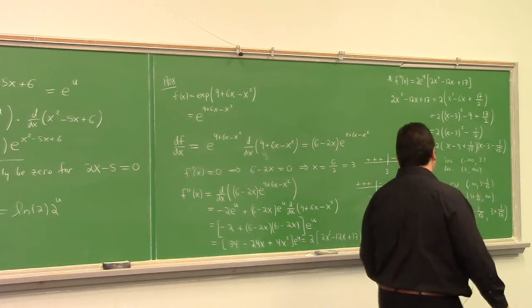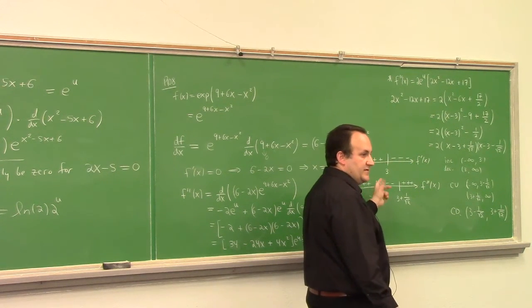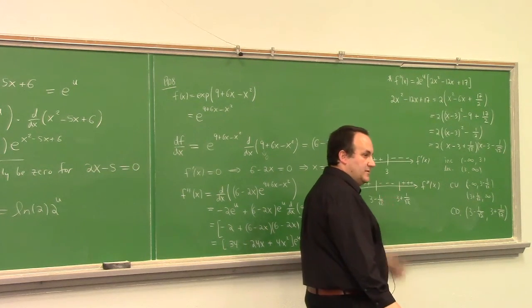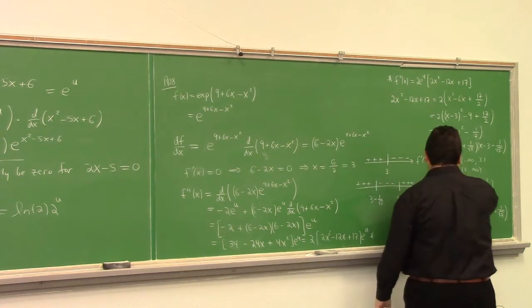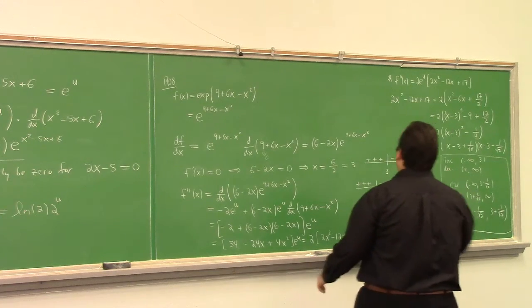There's an inflection point at 3 plus or minus 1 over root 2. Those are both inflection points because they're places where you change from concave up to concave down, or from concave down to concave up. Yeah, there are 2 inflection points. And we can sketch the graph, I think.